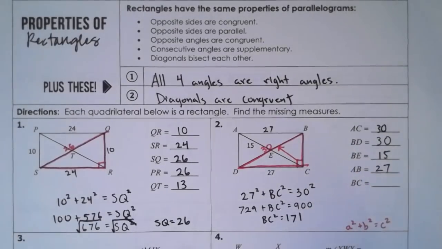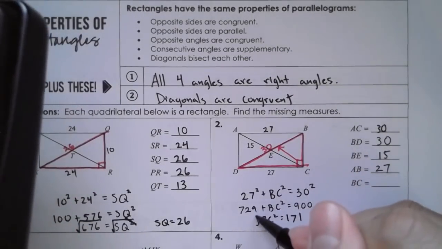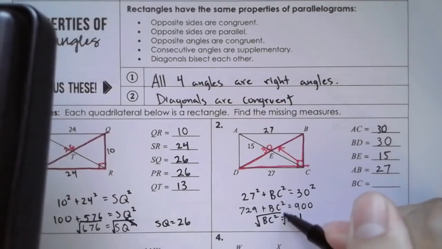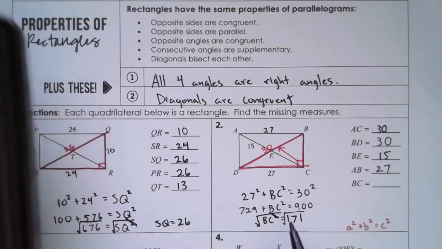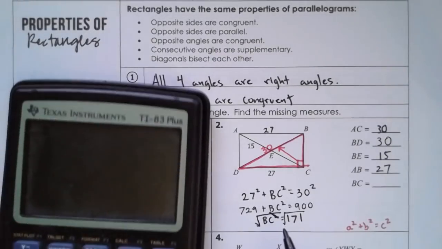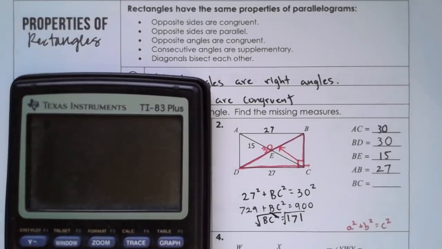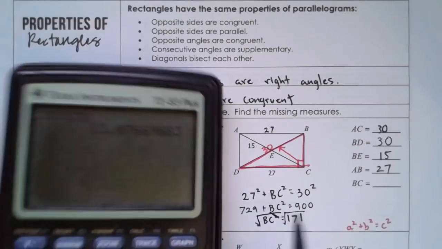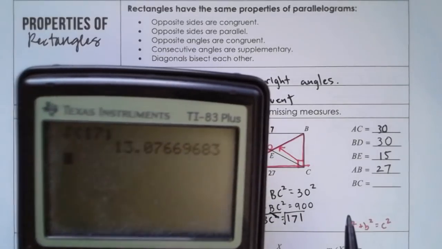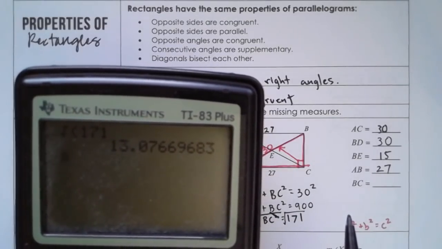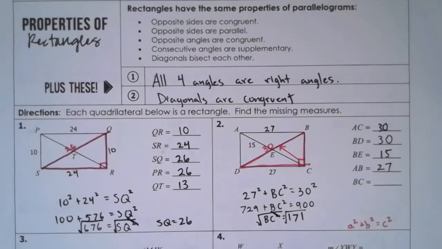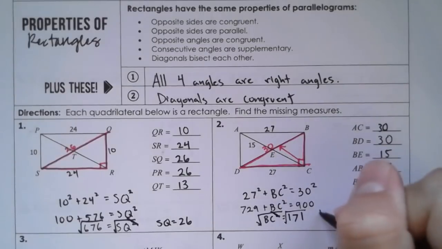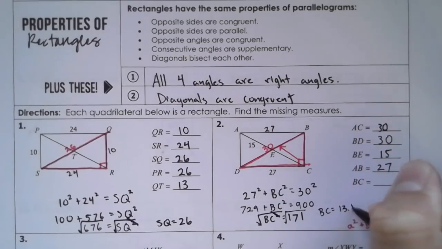Okay, now 171 is not a perfect square. From here you would take the square root of both sides. The square and the square root cancel on the left side, and then I would take the square root of 171. It's hard to see, but it's not a perfect square. You get 13.0766. So I'm going to round this to 13.1. So BC is equal to 13.1.